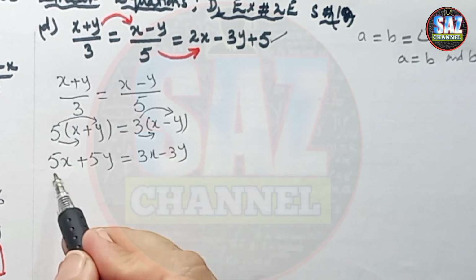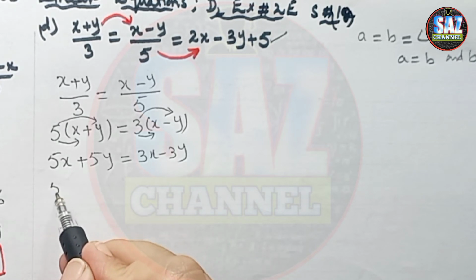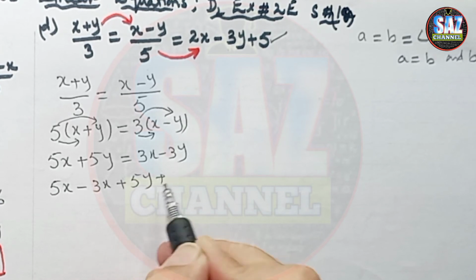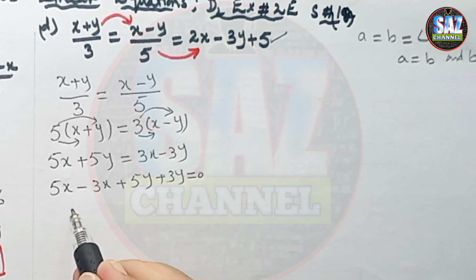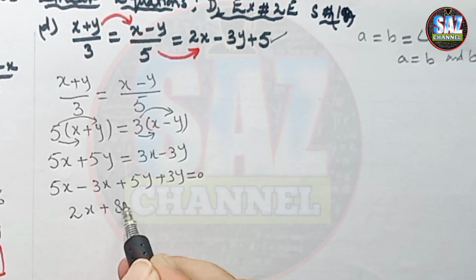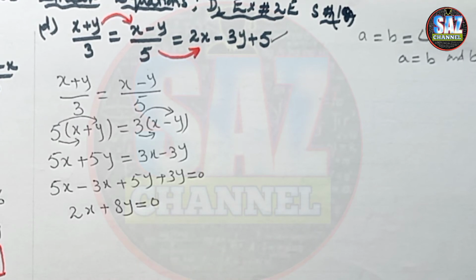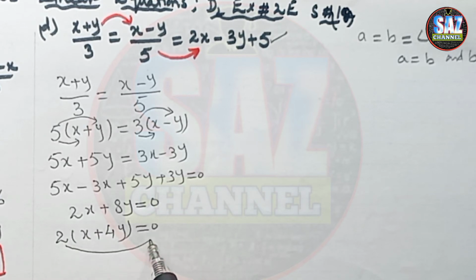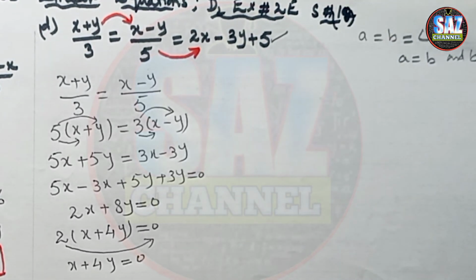Now shift like terms to the same sides. It will give me 5x minus 3x plus 5y plus 3y equals 0. 2x plus 8y equals 0. Or what I can do is extract 2 as a common factor: x plus 4y equals 0. Shift 2 to the other side: x plus 4y equals 0 upon 2, which will be 0, so one of the equations will be x plus 4y equals 0.